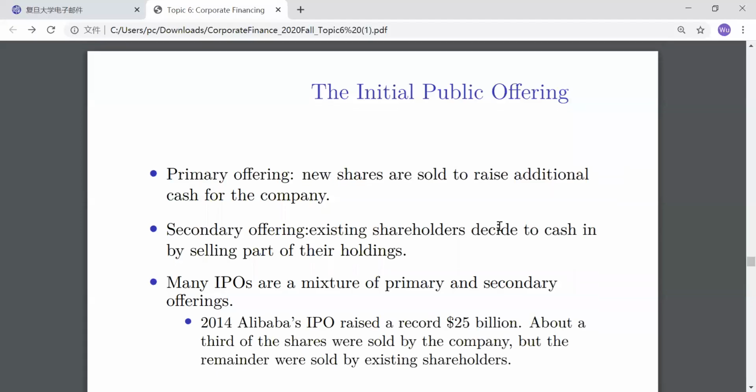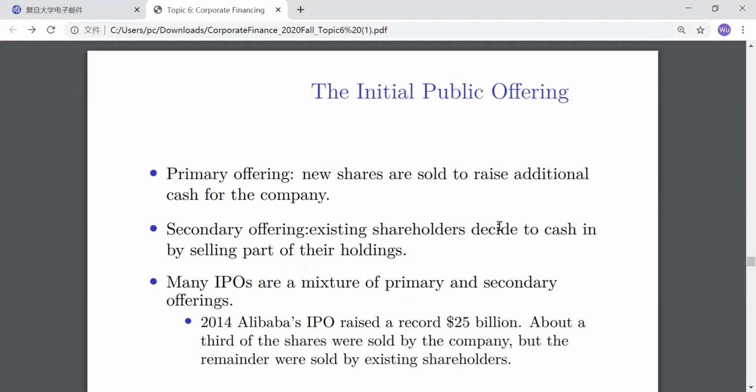Okay, next we're going to talk about initial public offering. Initial public offering essentially means that new shares are sold to raise additional cash for the company. So this is like when a company first goes onto the public market to raise financing.